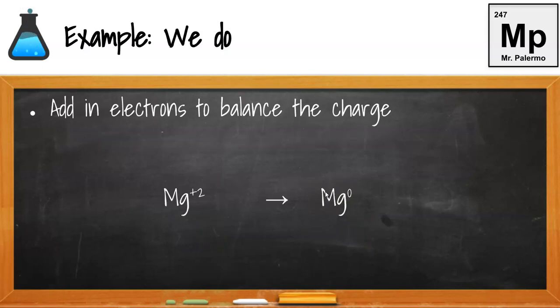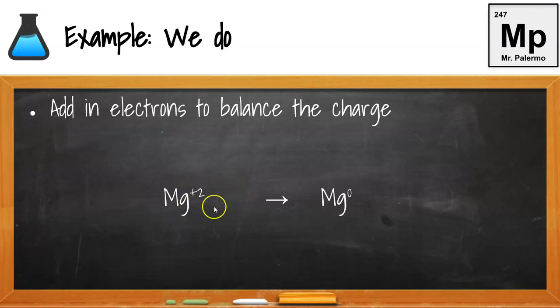Okay, let's try one together. We do the same thing. First, determine if this is oxidation or reduction, then add in the electrons to balance the charge, and then just double check and make sure that it is balanced. So we want to figure out, is this oxidation or reduction? So is this an oxidation or reduction half reaction?